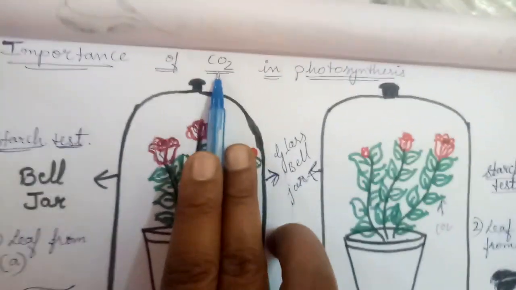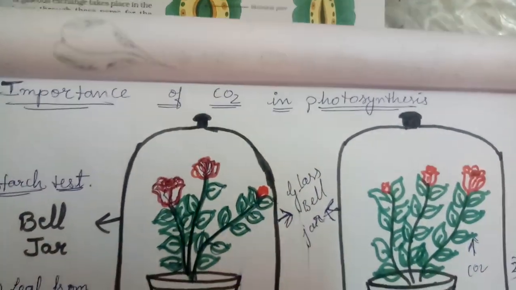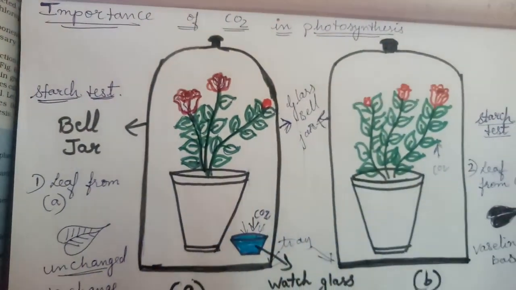So from this experiment, we can conclude that without carbon dioxide, photosynthesis cannot be carried out. Very clearly it explains that carbon dioxide is very, very important to carry out the photosynthesis process.